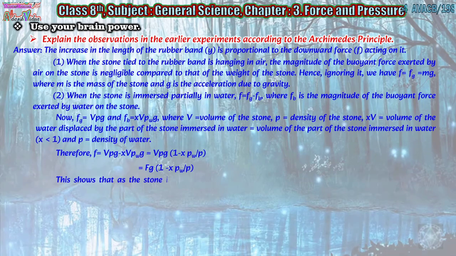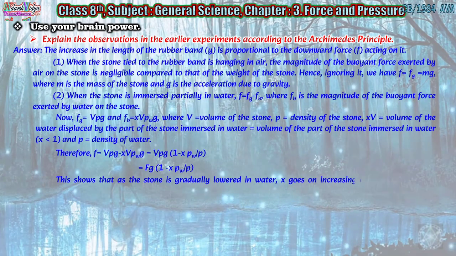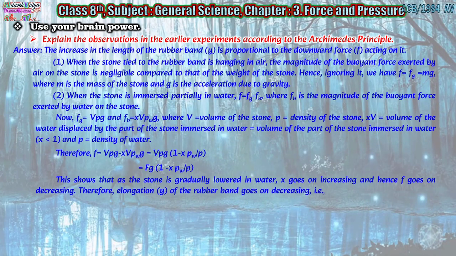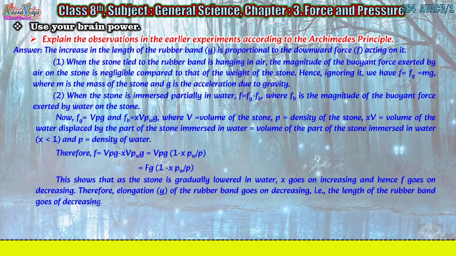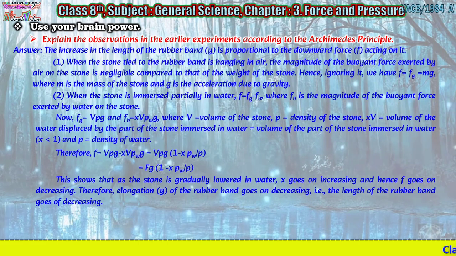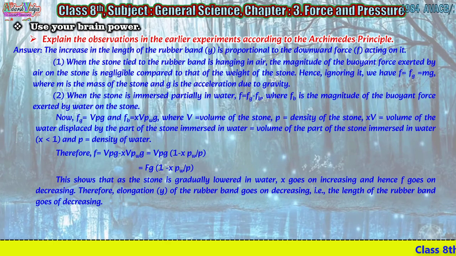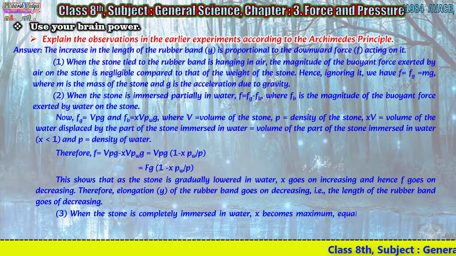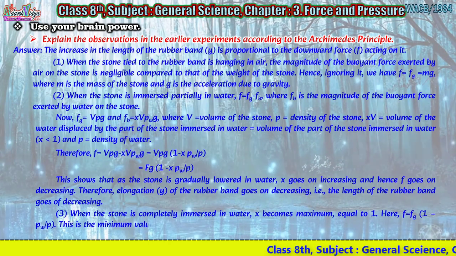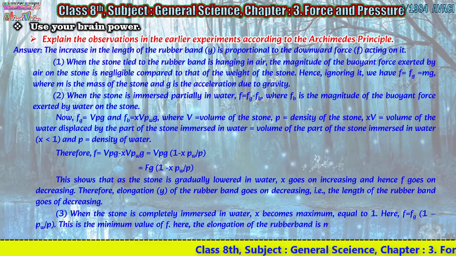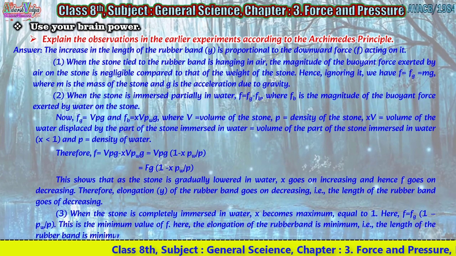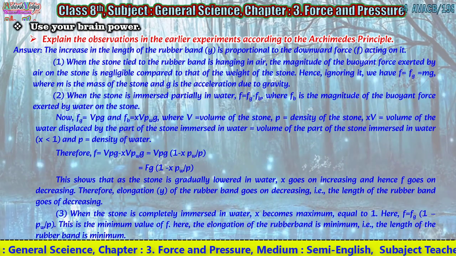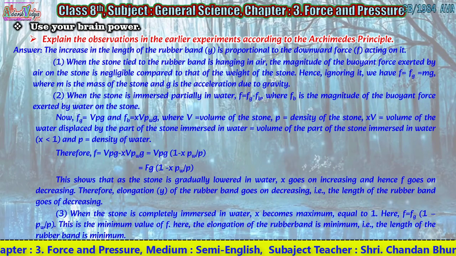This shows that as the stone is gradually lowered in water, x goes on increasing and hence F goes on decreasing. Therefore, elongation, Y, of the rubber band goes on decreasing, that is, the length of the rubber band goes on decreasing. 3. When the stone is completely immersed in water, x becomes maximum, equal to 1. Here, F equals Fg(1 minus ρW/ρ). This is the minimum value of F. Here, the elongation of the rubber band is minimum, i.e., the length of the rubber band is minimum.